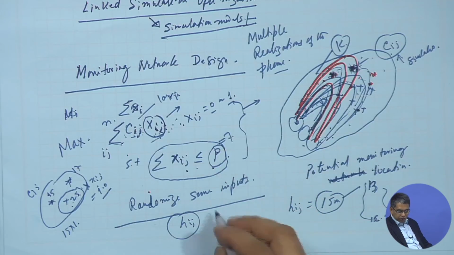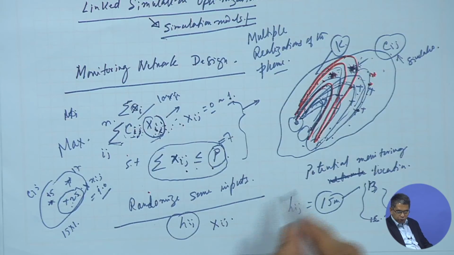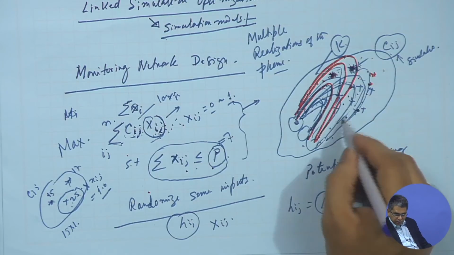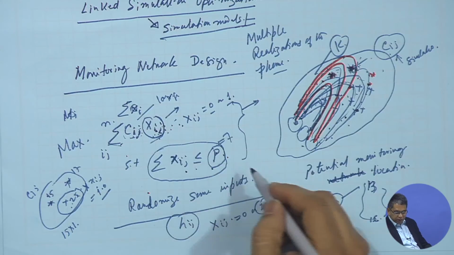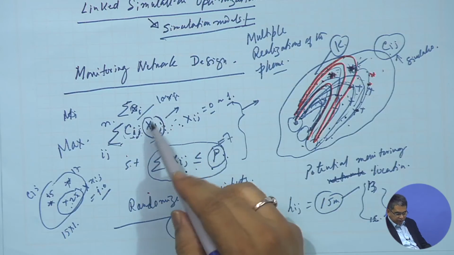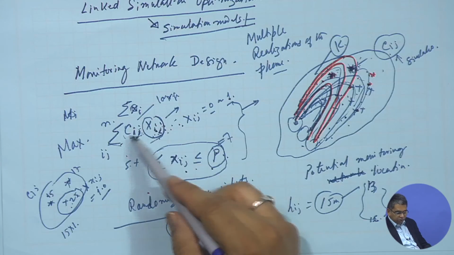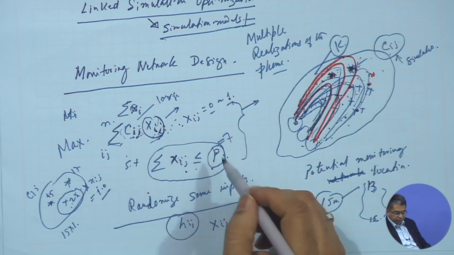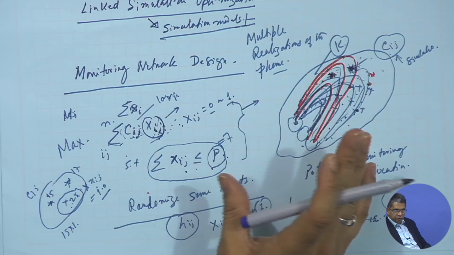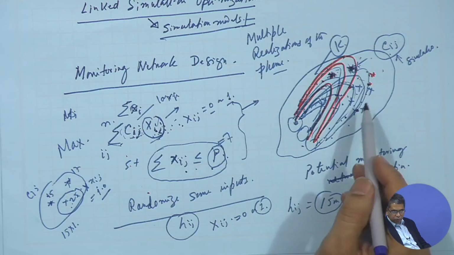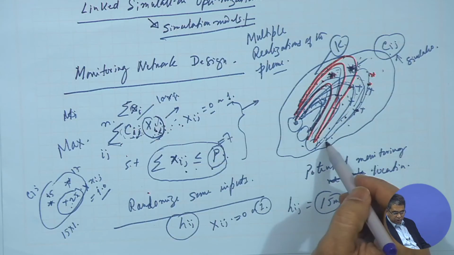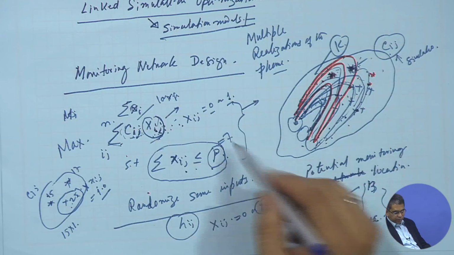Now what will be the solution? The solution will be Xij at every possible location, this location, this location, this location, either equal to 0 or 1. Now it cannot choose more than 7 points, so you will choose those points that contribute most to the maximization of this quantity. That is very simple. Okay, so then it gives you a design, because it tells you at which locations you have a monitoring point as per the solution.